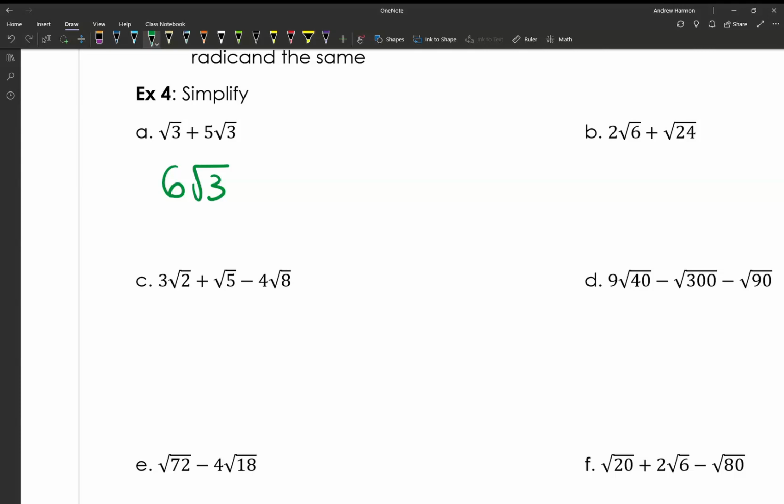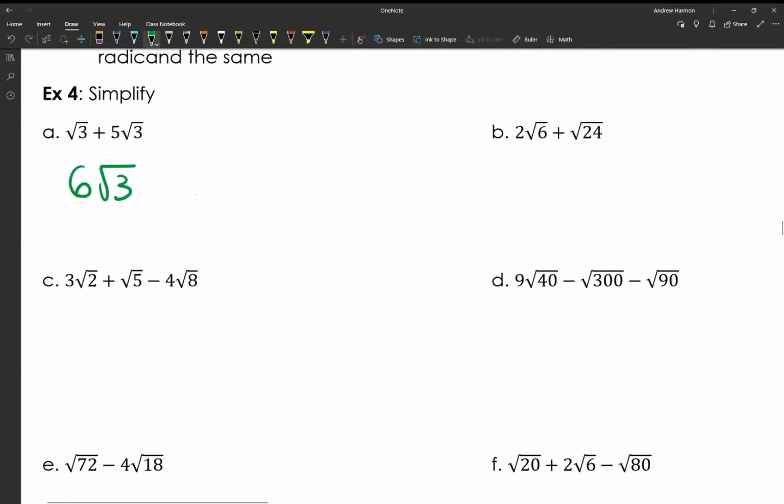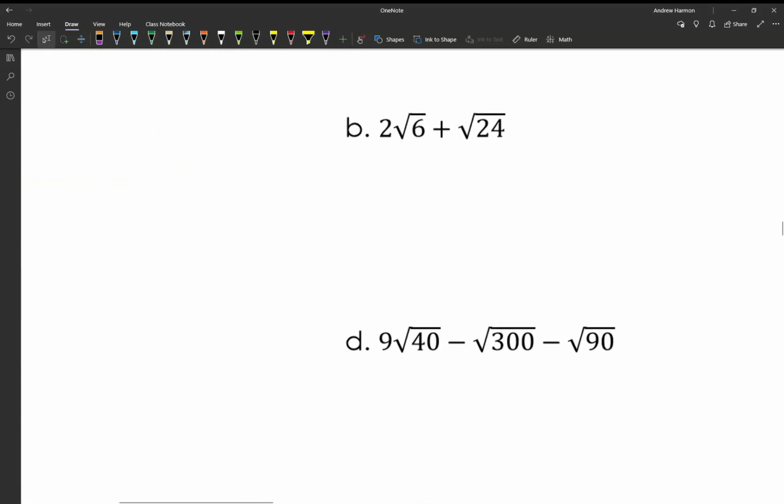Okay, let's look at example B. This one's a little bit more difficult. So this one we have 2 times the square root of 6 plus the square root of 24. Now, we can't combine these because it's like having two different variables. If we have two different radicals, you can't combine them. But if we look at the square root of 24, we can simplify that.